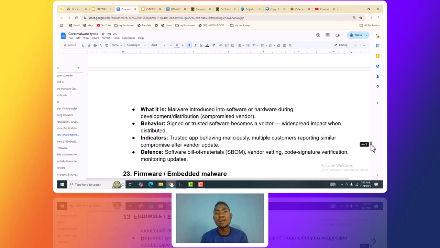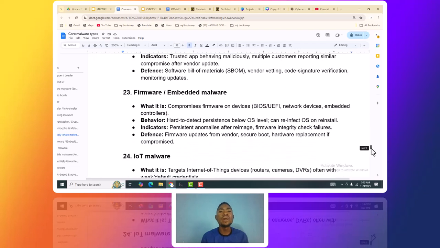So we also have firmware or embedded malware. What is firmware? It is compromised firmware on devices like the BIOS or the UEFI, or network device embedded controllers. It affects the BIOS itself, the BIOS setup.